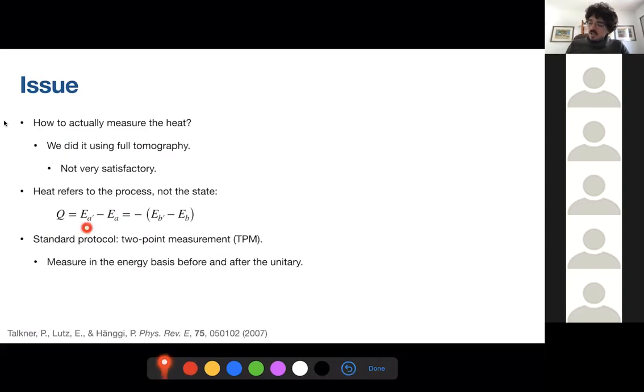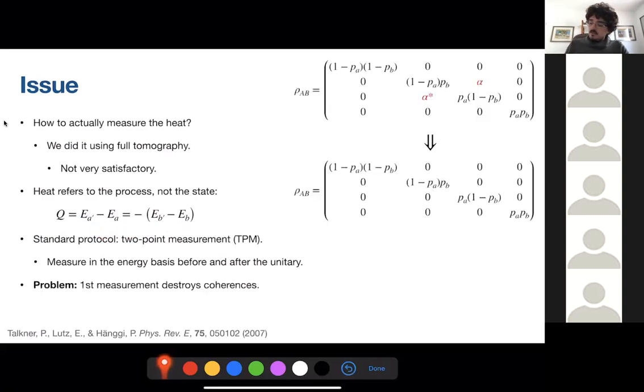Yeah, so we start with A and B. We measure either A or B or both of them. So we measure before the unitary and after the unitary. And then from comparing the two, we can actually infer the heat. But this is a problem because of the first measurement.